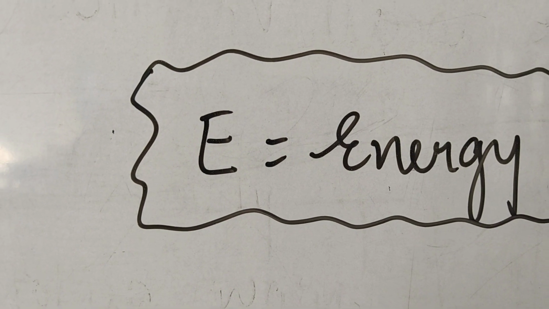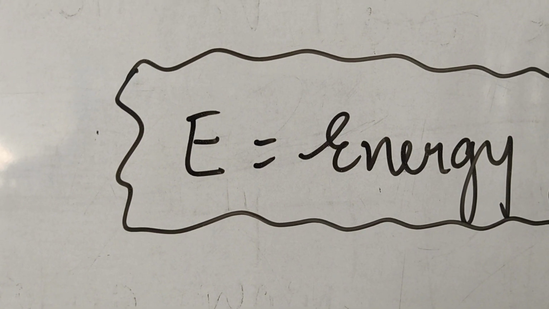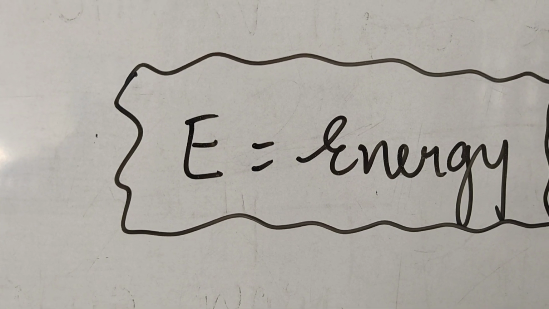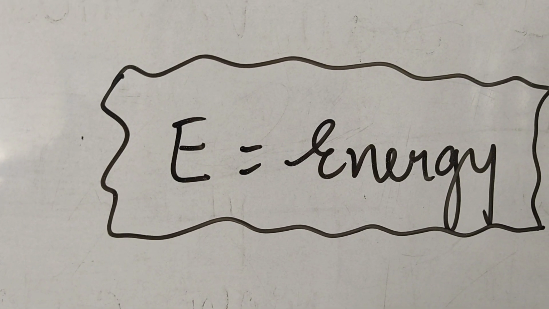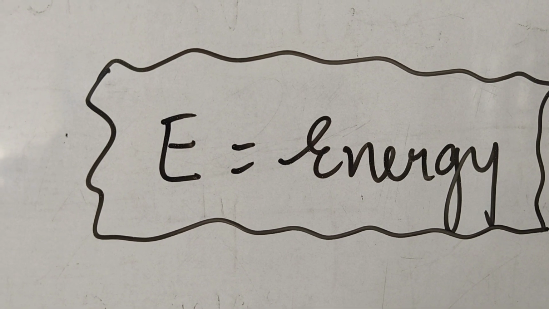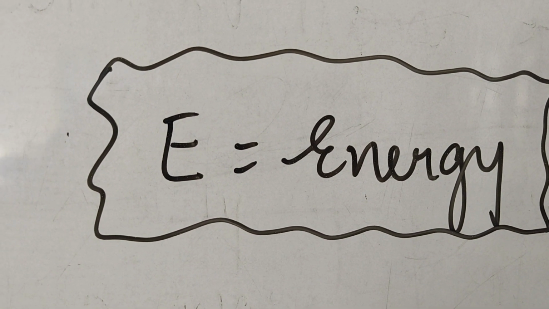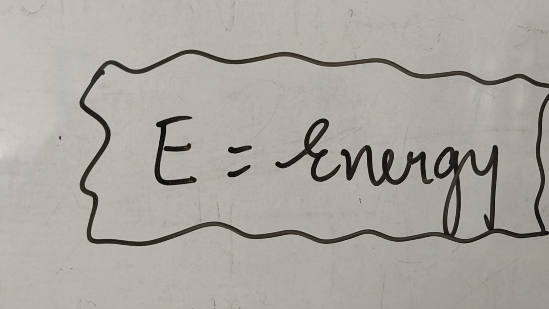E is a symbol used for energy. Sometimes we use EK for kinetic energy, EP for potential energy, or we can simply use E for energy. So kinetic energy, potential energy, or electrical energy, we can use the symbol E commonly for each of these different forms of energy.